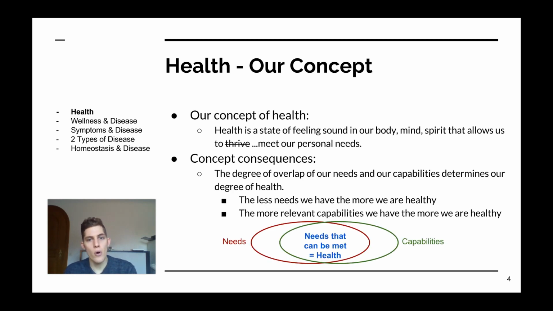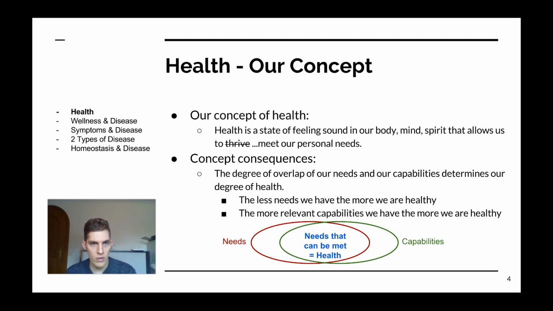Now, health, our concept. We can extend the initial definition for health with the details from the evolutionary scientific explanation we just looked at. We can say health is a state of feeling sound in our body, mind, spirit that allows us to thrive, which means that allows us to meet our personal needs. So this is our concept of health. It's very practical. We'll see what exactly health is in practical terms.